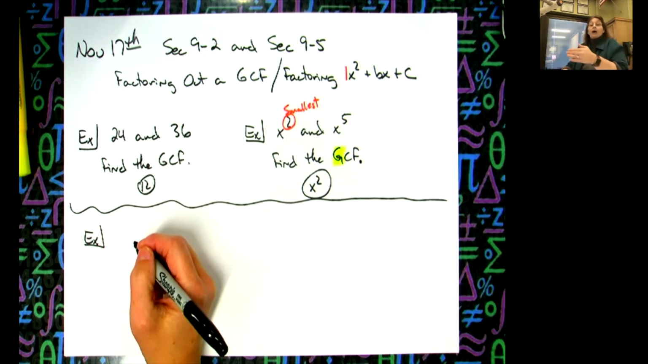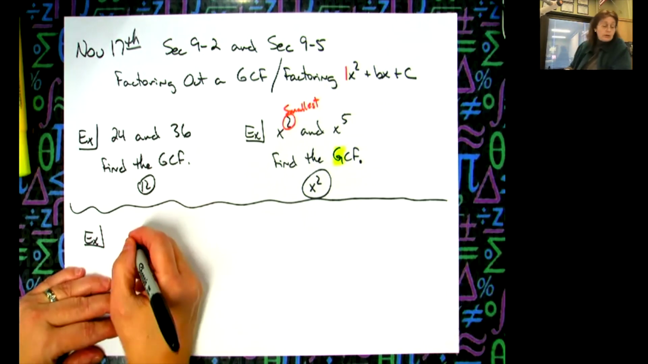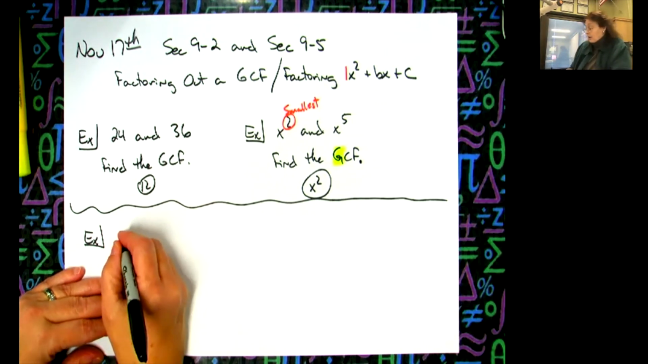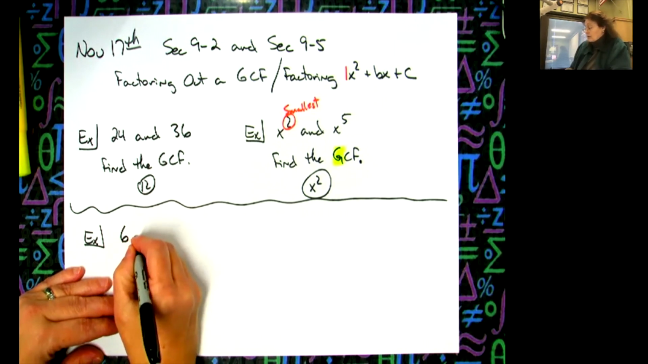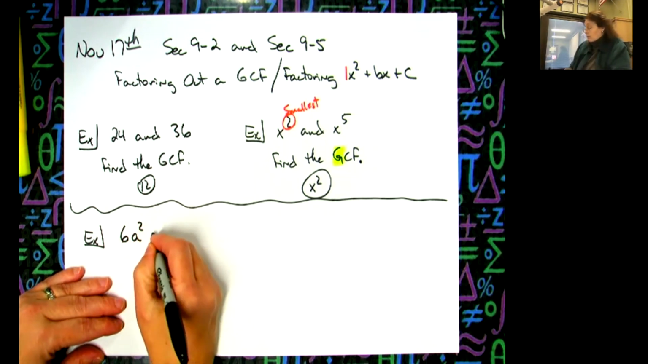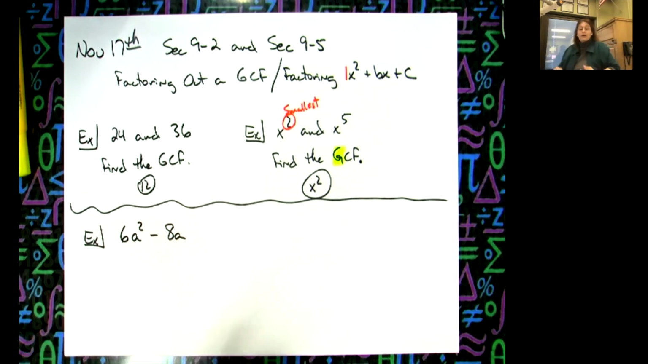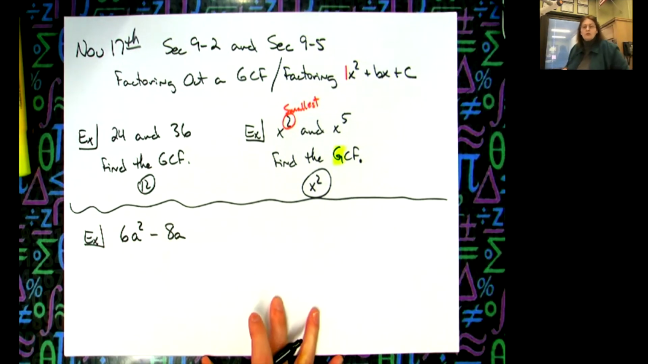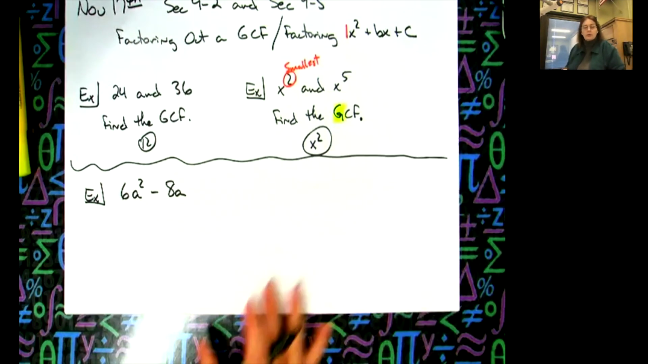They may say factor out the GCF. Something like that. Let's suppose I had, say, 6a squared minus 8a. I can switch up those variables. I usually stick with x's, but it really doesn't make any difference.